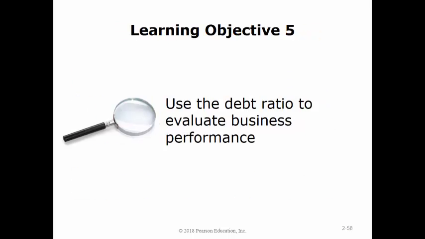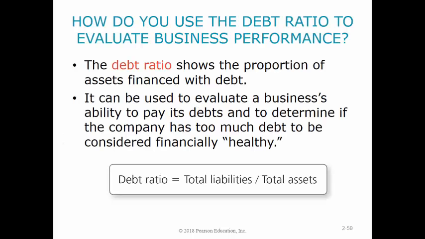Our last learning objective will be to learn how to use the debt ratio to evaluate business performance. The debt ratio is used to evaluate a business's ability to pay its debts. The debt ratio shows the proportion of assets financed with debt. Companies with a high percentage of liabilities are at greater risk of default, meaning they would be unable to pay their creditors.